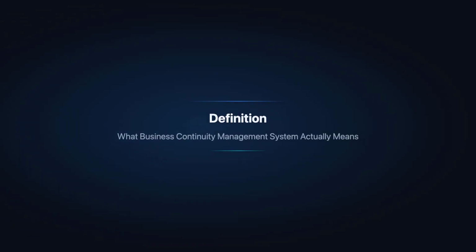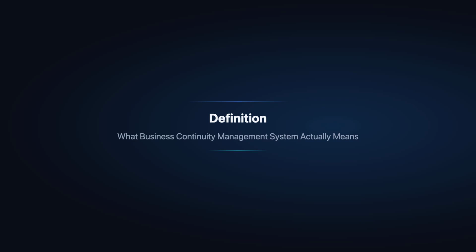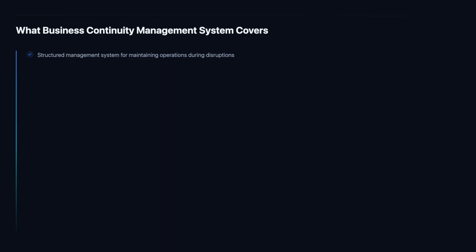A business continuity management system is the structured framework of processes, plans, and controls that enables an organization to continue or rapidly restore critical operations during and after disruptive incidents. Structured management system for maintaining operations during disruptions. A BCMS is not a single plan, but a complete management system that encompasses the policies, processes, plans, and competencies needed to ensure the organization can maintain or restore its most critical activities when disruption occurs.